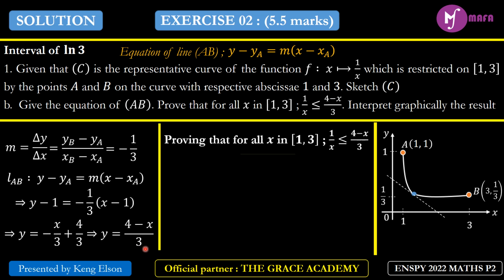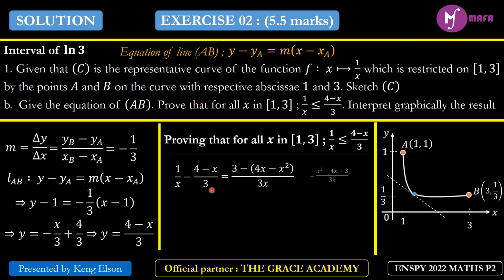Now we have to prove that for all x restricted in the interval 1 to 3, 1 over x is less than or equal to (4 minus x) on 3. Alright, so we are still going to do the same thing we did previously. We are going to subtract the two functions and then verify the sign. So 1 over x minus (4 minus x) on 3 can be written and simplified as (x squared minus 4x plus 3) divided by 3x. Now you can factorize the numerator and you get (x minus 1) times (x minus 3) over 3x.